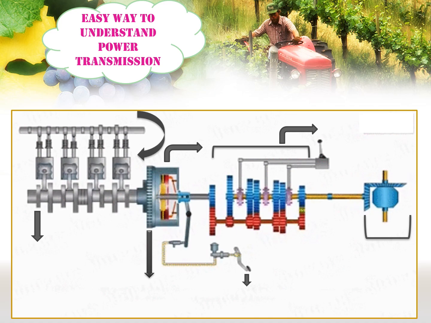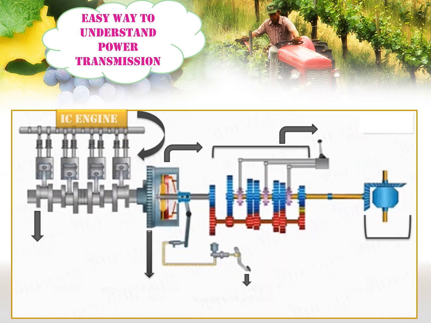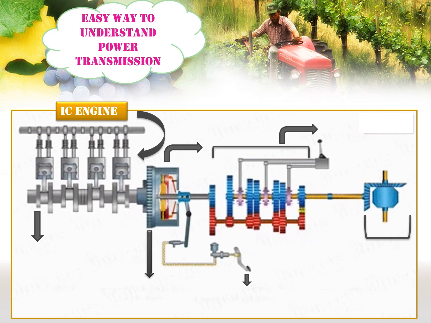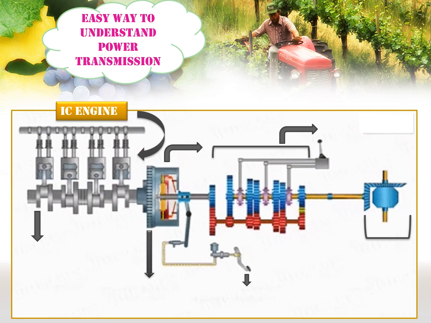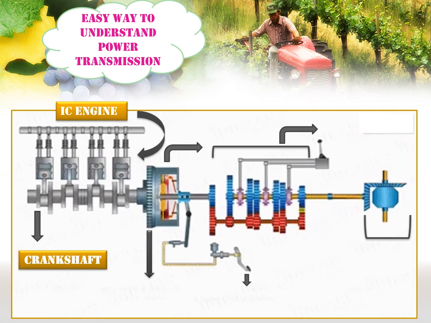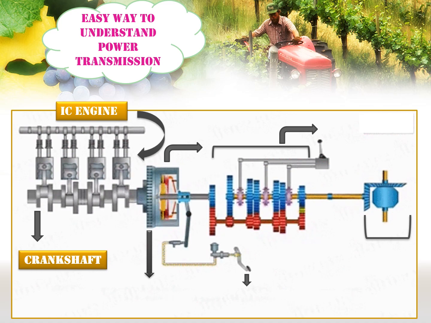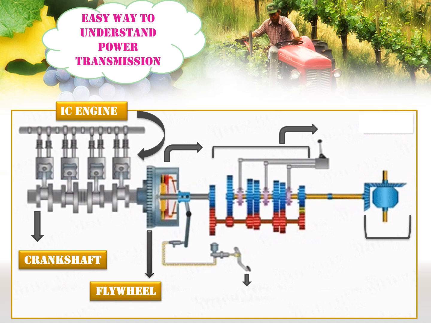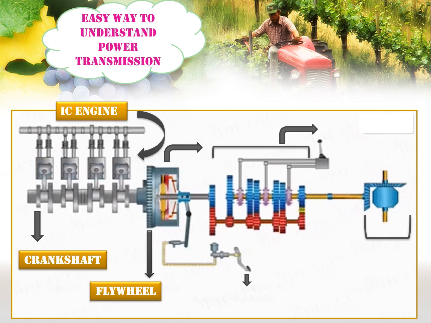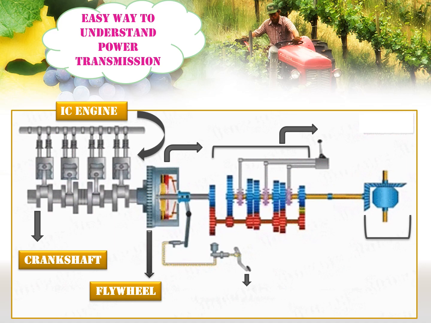Now we discuss the easy way to understand power transmission system. The power is generated from IC engine and it is transmitted to the crankshaft through piston and connecting rod. This crankshaft produces rotational motion which in turn rotates the flywheel, and this rotational energy is stored in the flywheel.